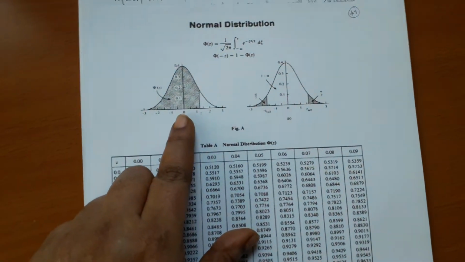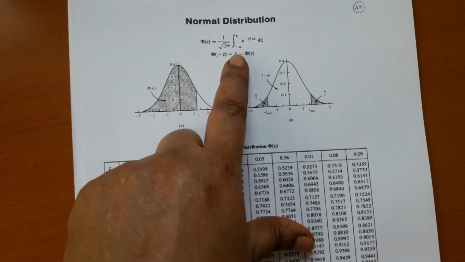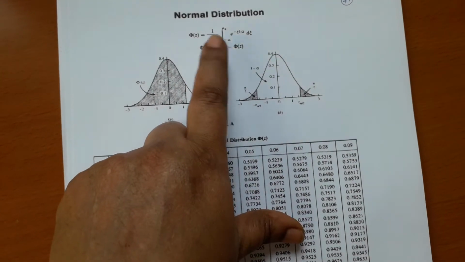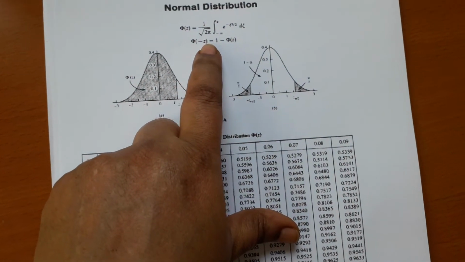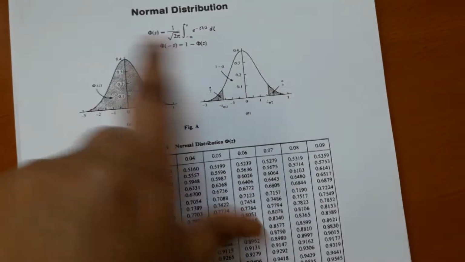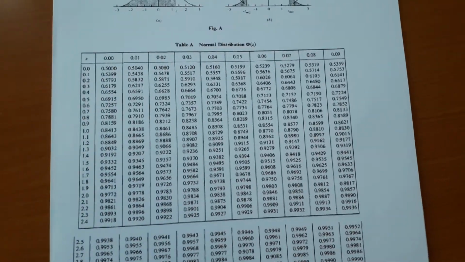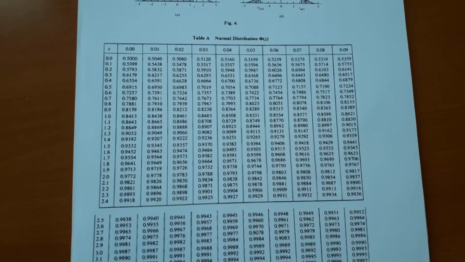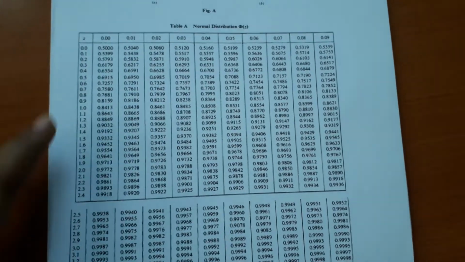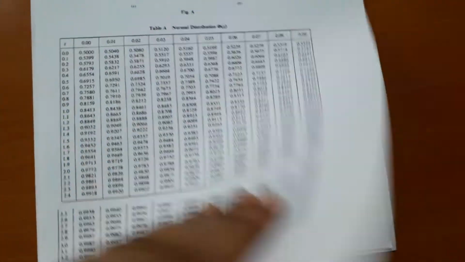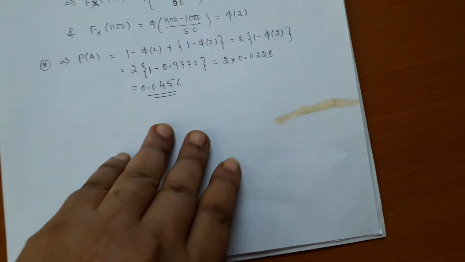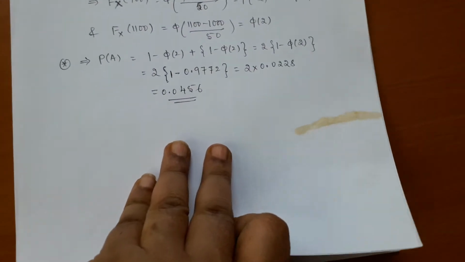This table is provided in the Sham series. Phi of minus z is equal to what? 1 minus phi of z, because we are converting phi of minus 2 into 1 minus phi of 2. The entire area we are taking. Use this table. It is the same method you use for the normal distribution in mathematics 18MAT41, but the table is different. That's all. From this table you pick the value, substitute it, and simplify.